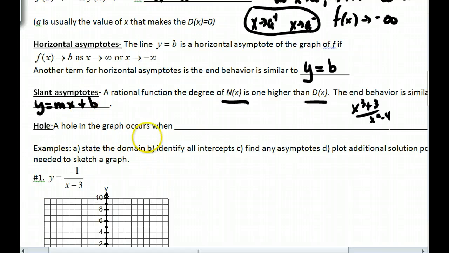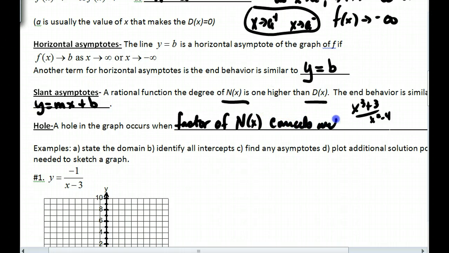And then a hole occurs when a factor is zero, which means we're going to divide by 0. We're going to have a problem. But how does this happen? When a factor of n of x cancels with a factor of d of x. So if one of the factors of n of x cancels with one of the factors of d of x, then we're going to end up with a hole in the graph rather than a vertical asymptote.